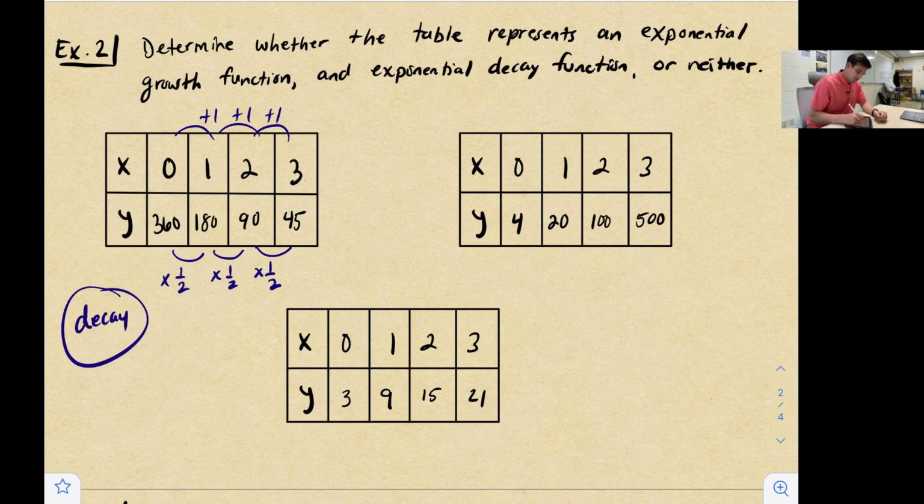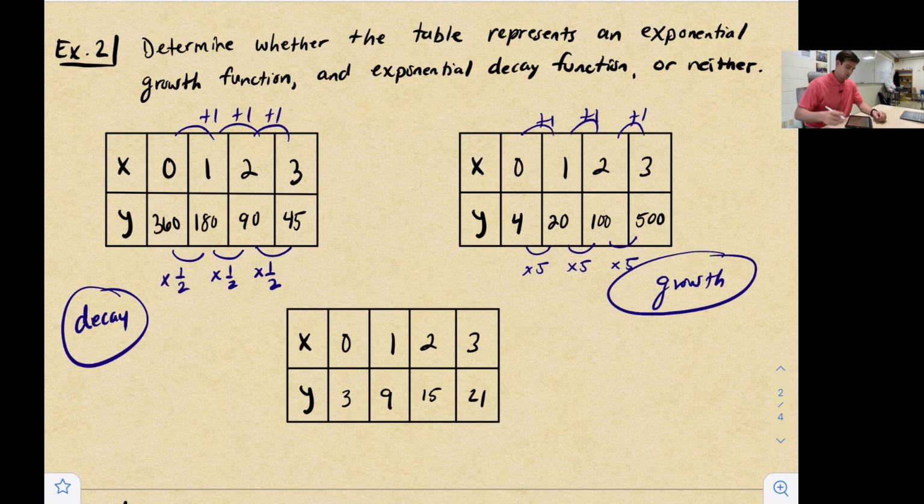X values are still increasing by 1. So that's a constant increase there. And now we look at our y values. 4 times 5 is 20, 20 times 5 is 100, and 100 times 5 is 500. So this would be an example of exponential growth because our y values are increasing exponentially.